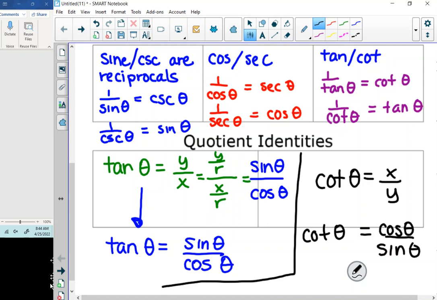These are going to be the Pythagorean ones. Here are the quotient ones: tangent equals sine over cosine, and cotangent equals cosine over sine.